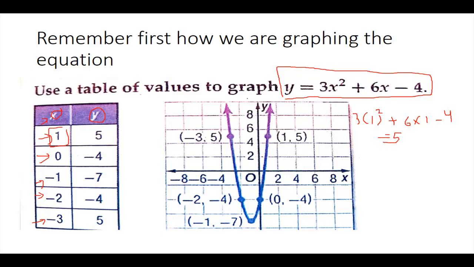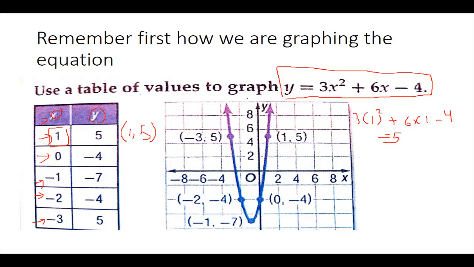So it's going to equal 5. So the ordered pair here will equal 1 and 5. We're going to represent each value of x. So we're going to do the same with 0, negative 1, negative 2, and negative 3.